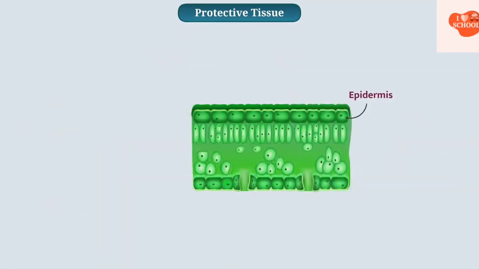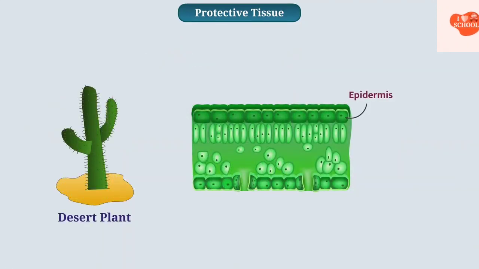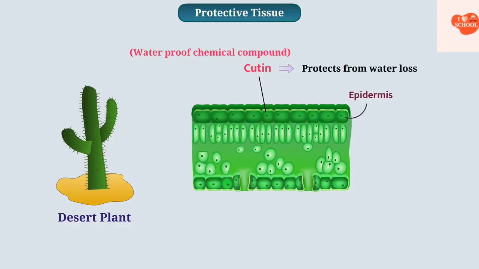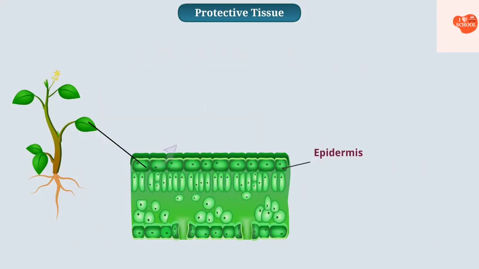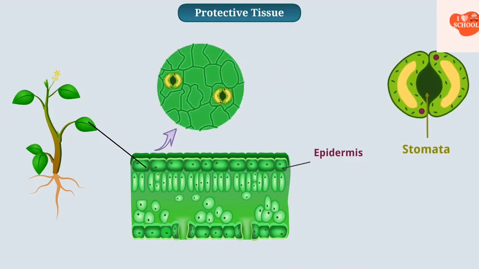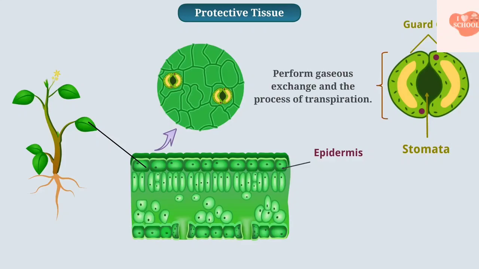The epidermis of desert plants is thick and contains a coating of cutin. Cutin is a waterproof chemical compound that protects plants from water loss. The epidermis of leaves has small pores called stomata. The stomata are surrounded by two kidney-shaped cells. Those are called guard cells. The stomata and the guard cells perform gaseous exchange and the process of transpiration.